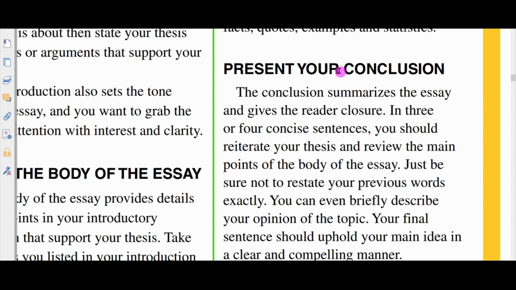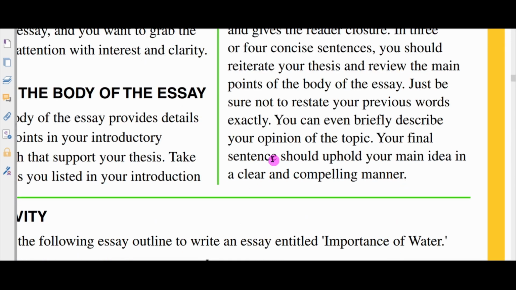Then you present your conclusion. The conclusion summarizes the essay and gives the reader closure. In 3 or 4 concise sentences, you should reiterate your thesis and review the main points of the body of the essay. Just be sure not to restate your previous words exactly. You can briefly describe your opinion of the topic. Your final sentence should uphold your main idea in a clear and compelling manner.